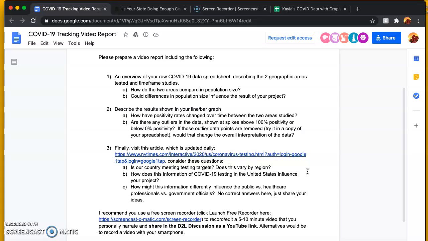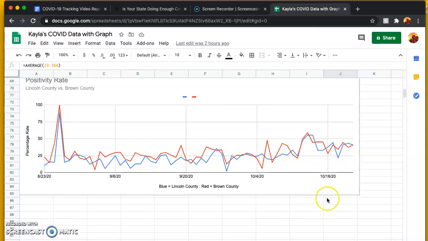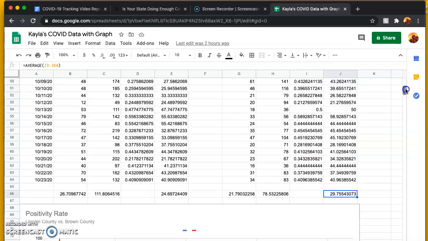How does this information of COVID-19 testing in the United States influence the project? So, let's see. Lincoln County, its positivity rate is 24. It's still about a quarter of reaching 100%. It's not bad, but it's not good either.